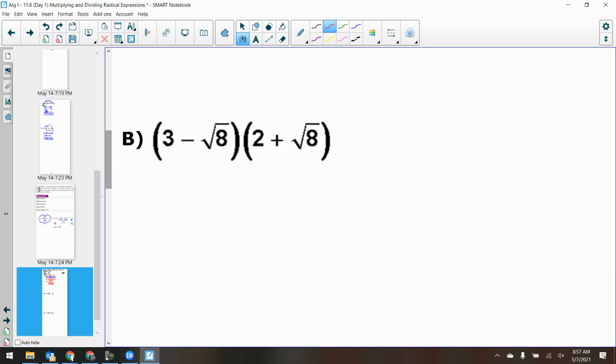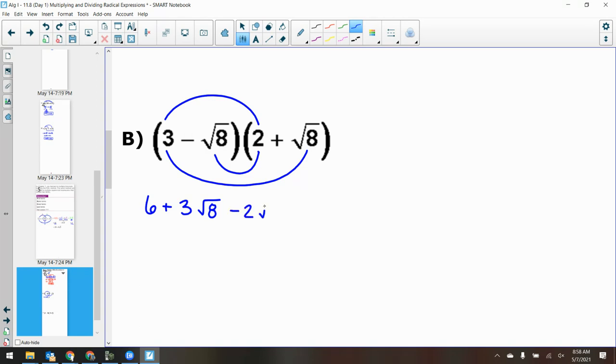3 minus radical 8 times 2 plus radical 8. Again, we're just going to FOIL this. Let's FOIL it together. First, 3 times 2 is 6. Now, outers. 3 times radical 8. 3 radical 8. Inners. Now, what does that get us? Minus 2 radical 8. Good.